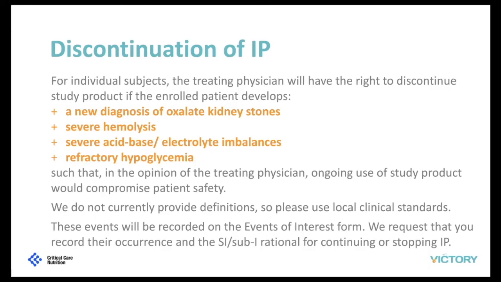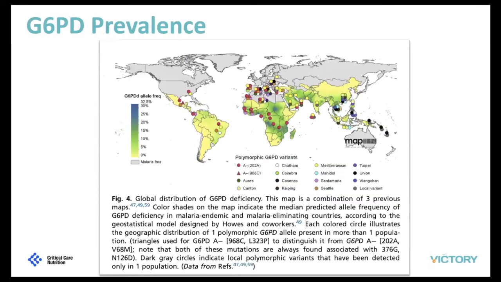Severe hemolysis, I'll say more about that in a second. Let me just label acid-base electrolyte imbalances, and refractory hypoglycemia. These are the other events that could occur. These are events of interest. We're tracking them in the CRF. So again, they're not SAEs because that would be an unexpected event. These are things that might happen, and we are capturing them as events of interest. But it's still, you can stop the product if they happen.